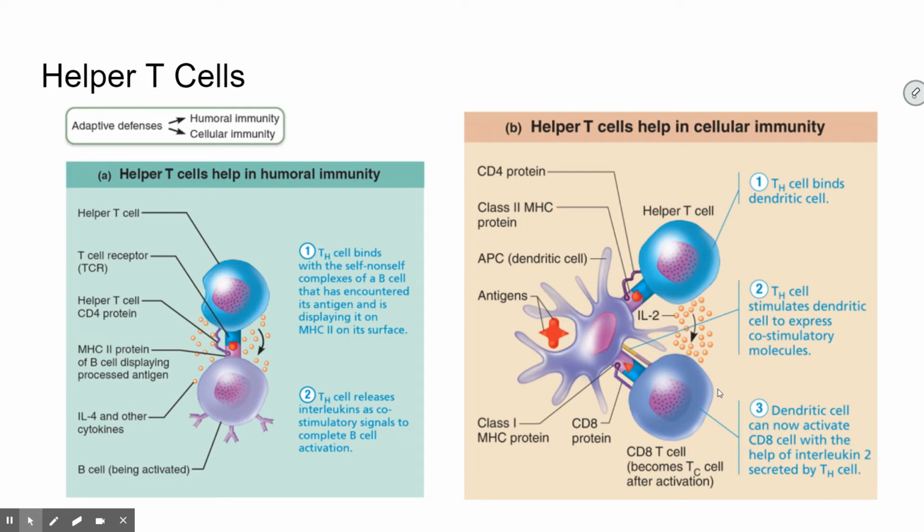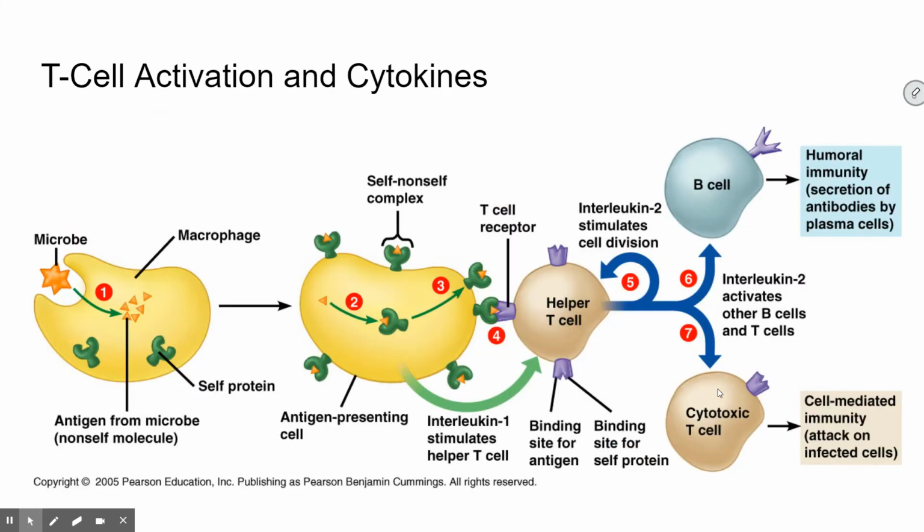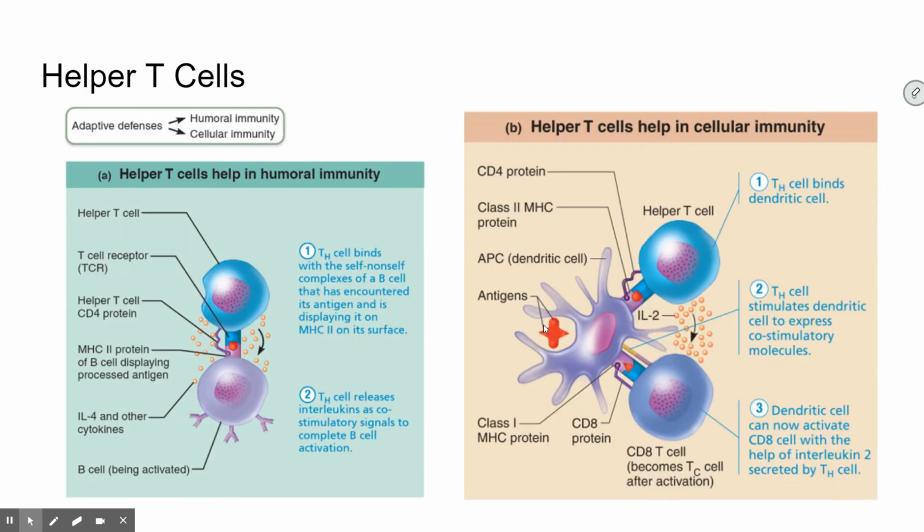Without the helper T cell, and you can kind of see it in this picture too, the helper T cell is right here in the center of all the stuff. If this thing doesn't work, the whole thing breaks down. So helper T cells have a very central, literally central, role in the immune response. They activate both the humoral response and the cellular response at the same time.